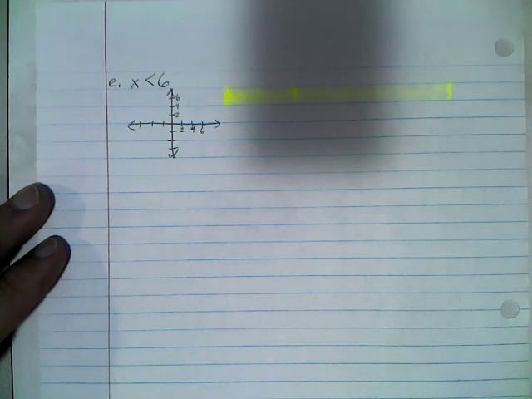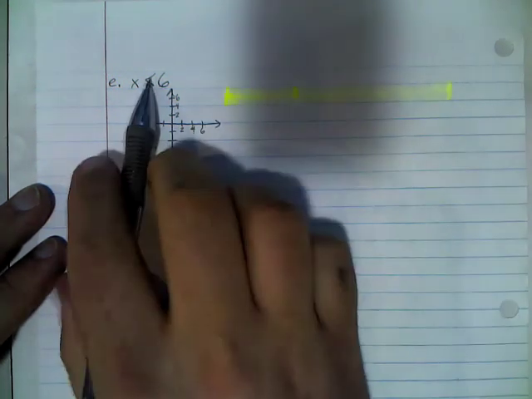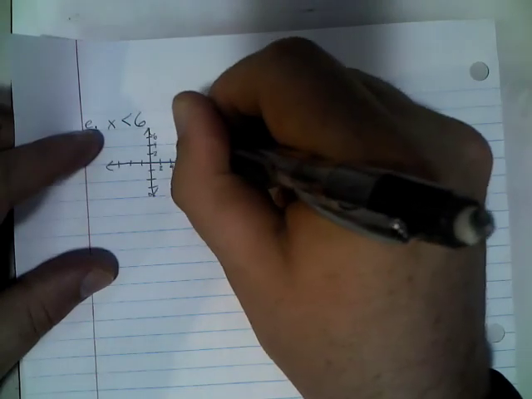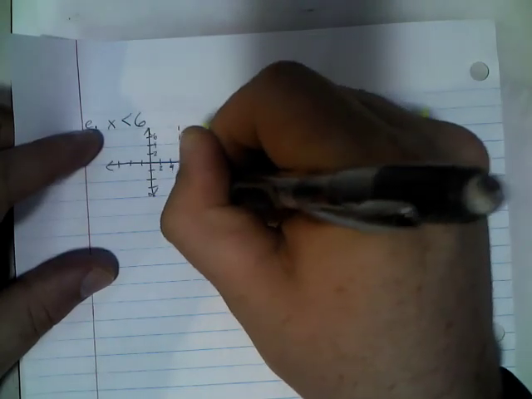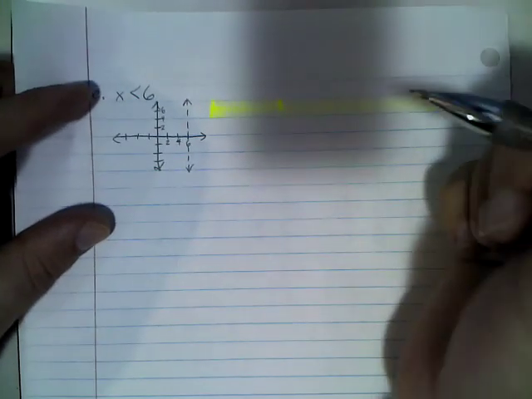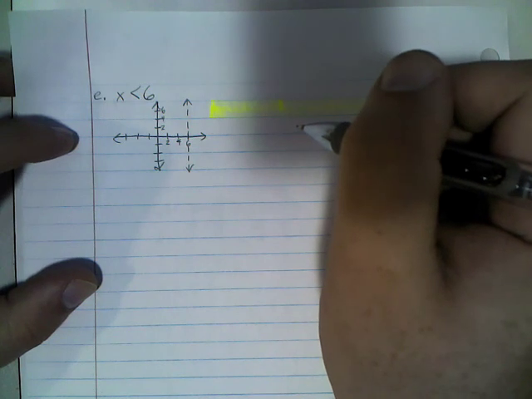So this is going to be a vertical line where all of the x values go through 6. But remember, because this is a less than, produce a dashed line. Still has the arrowheads. It's going to be a dashed line through 6. So this tells me that the boundary is not part of my solution.